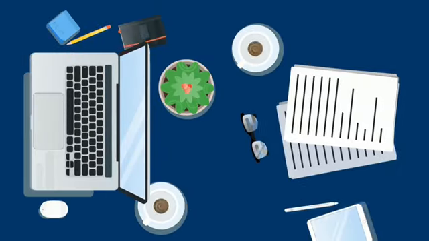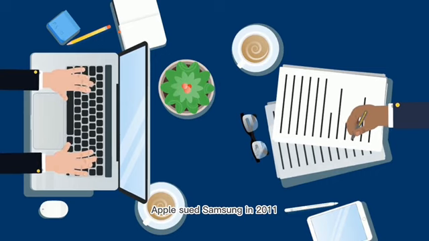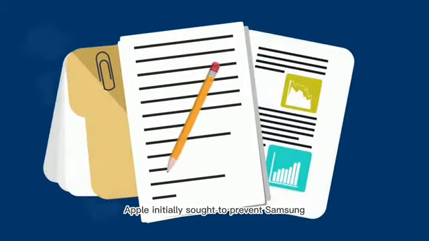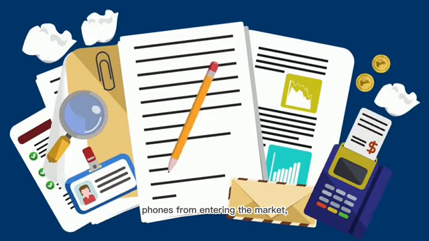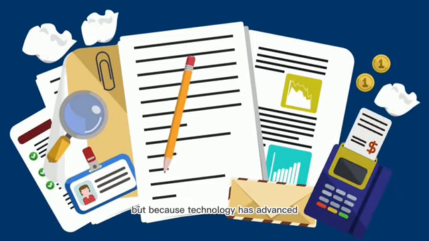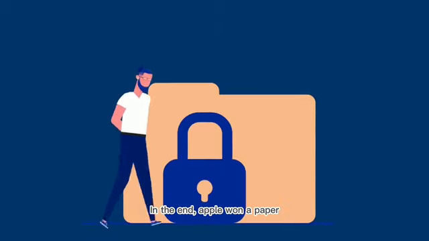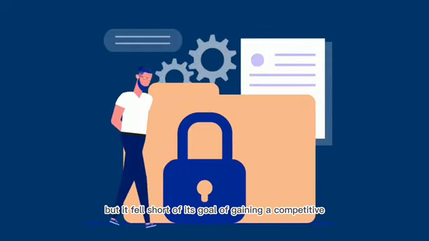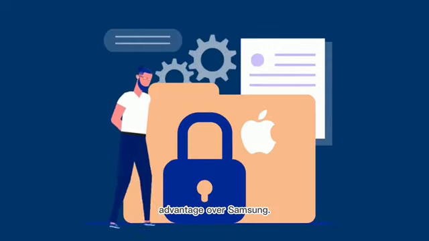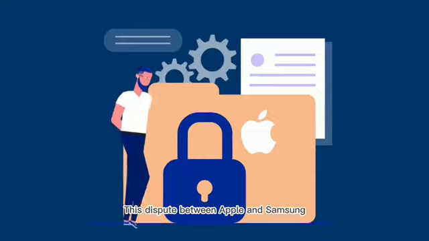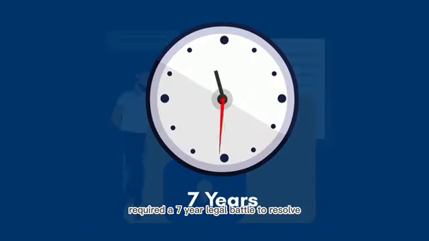For example, Apple sued Samsung in 2011 for stealing the iPhone's design. Apple initially sought to prevent Samsung phones from entering the market, but because technology has advanced, the conflict has largely become a financial one. In the end, Apple won a paper, but it fell short of its goal of gaining a competitive advantage over Samsung. This dispute between Apple and Samsung required a 7-year legal battle to resolve.